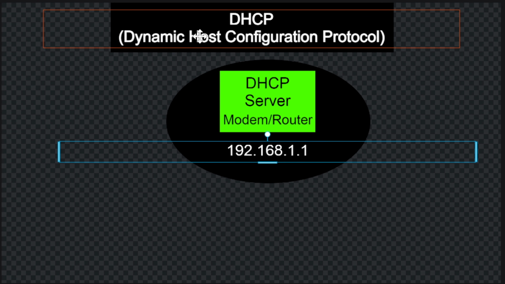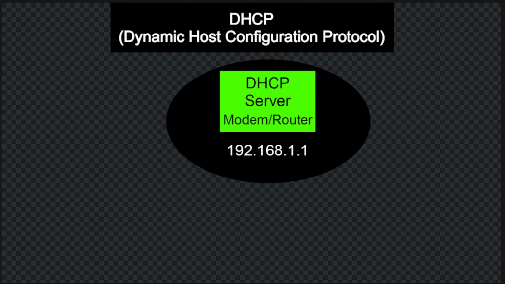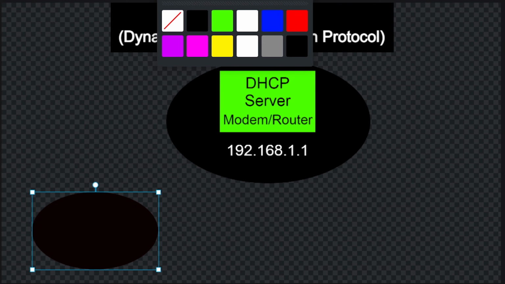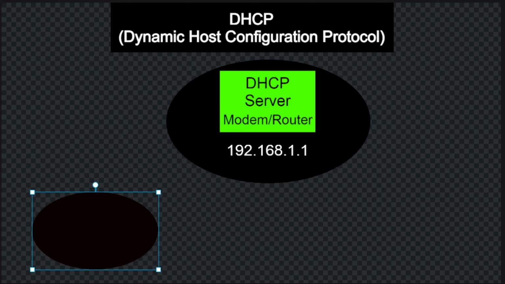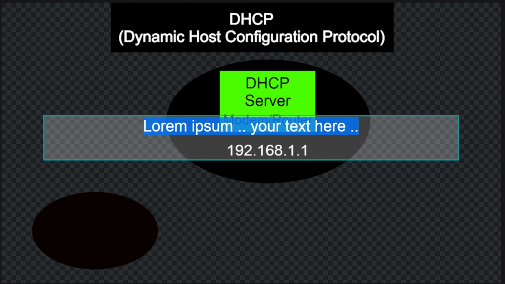With dynamically assigned IP addresses, the next thing that connects to this server, we're going to create a component here. I'm going to call it my computer.